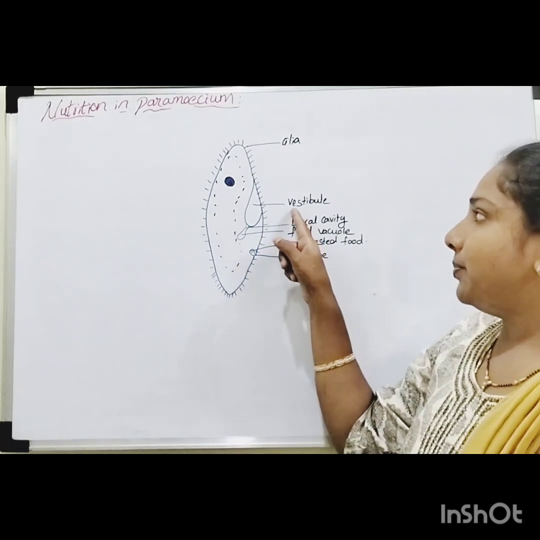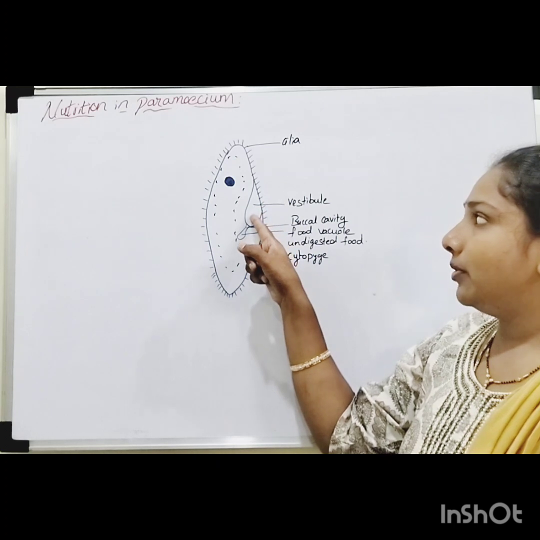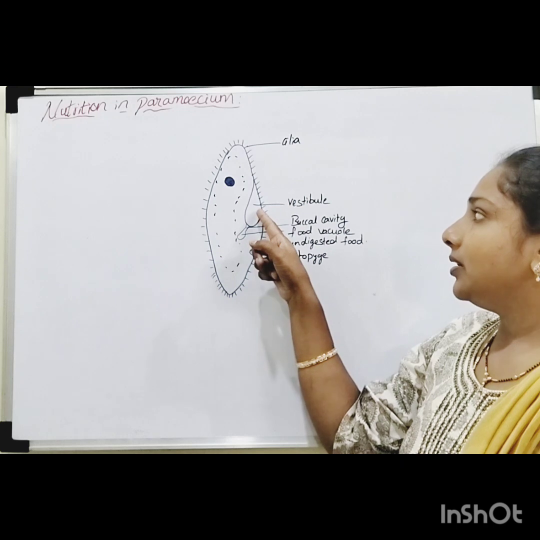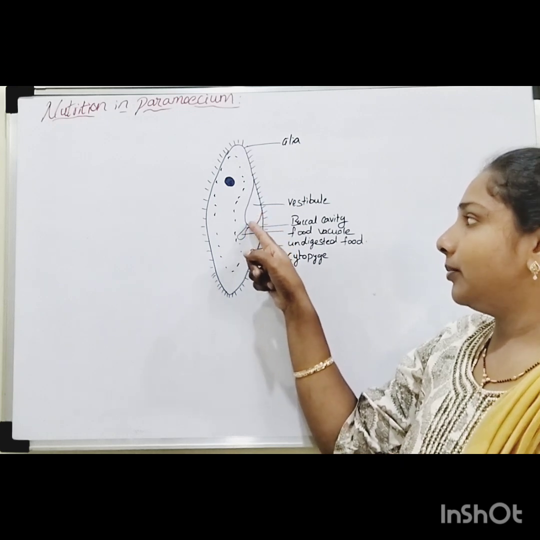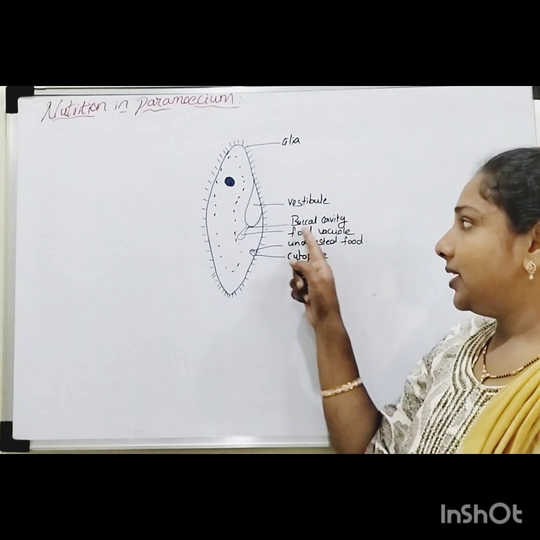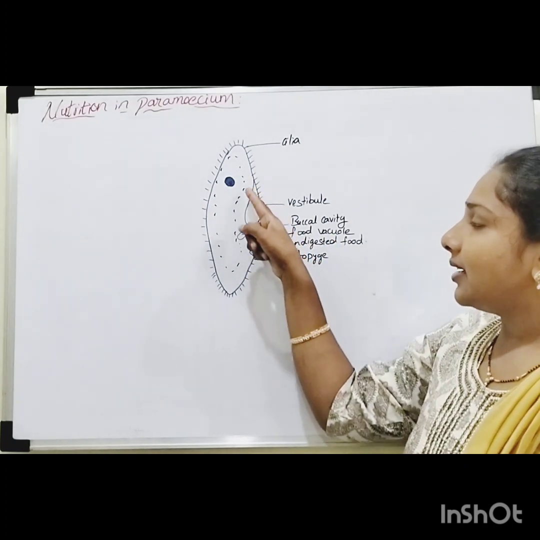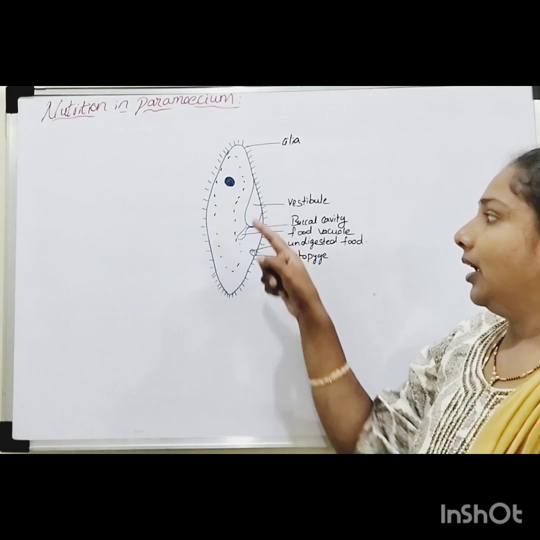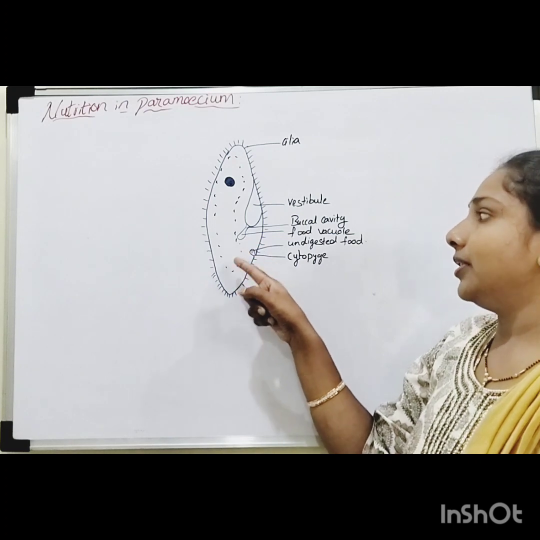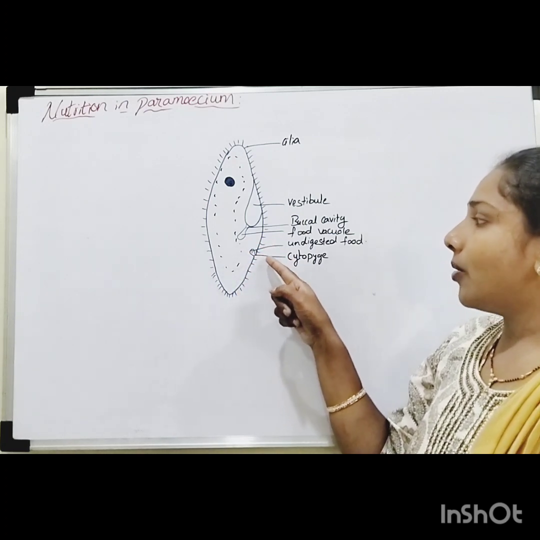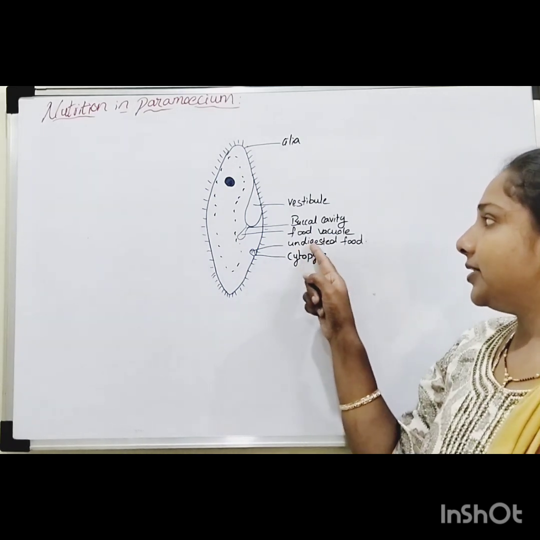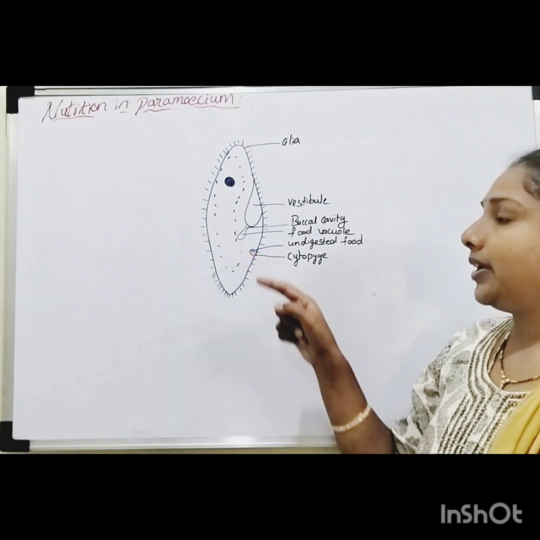See, here is a vestibule. The vestibule opens to capture the food, and this captured food moves into the buccal cavity, where it develops a food vacuole. This food vacuole will circulate all over the body, and finally, after assimilation, the undigested food will move outside the body through a cytopyge. These undigested food particles we can observe here.